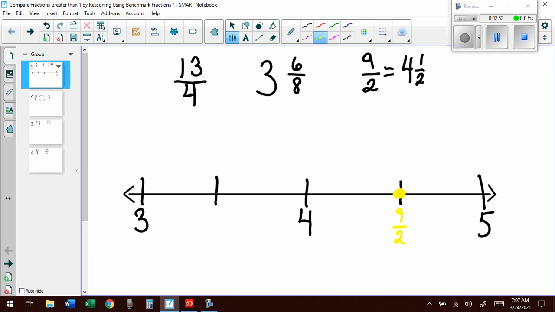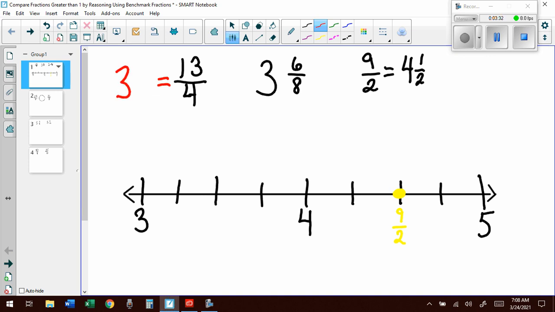Now we're going to go to the one with the second lowest denominator, which would be out of 4 and 8, 4. So partition each whole now in fourths. Looking at 13/4, we want to find how many whole pieces are in 13/4. So go ahead and group count by fours. 4, 8, 12, 16, too high. So there's 3 whole pieces.